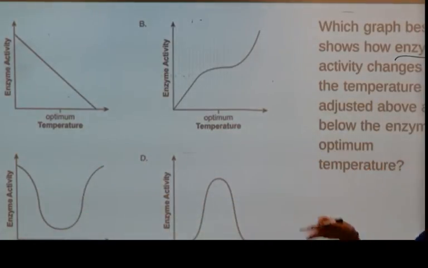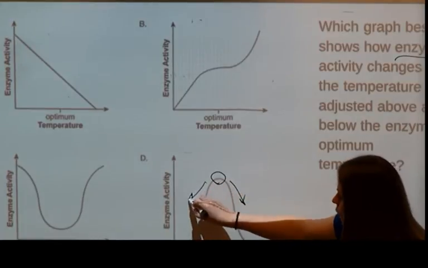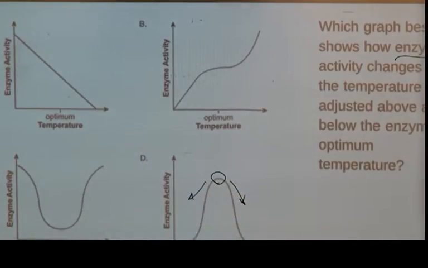So what do you know about the optimum temperature? It's the temperature where an enzyme works best. So which one of these graphs has the highest point at the optimum temperature? D. Okay, you can see that this is the optimum temperature, and then moving away from the optimum temperature, enzyme activity decreases. This should be like a 5-second question once you look at it.